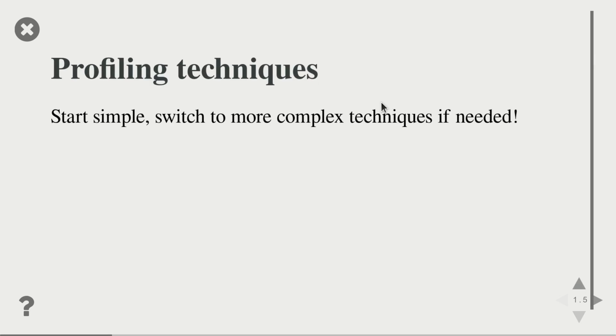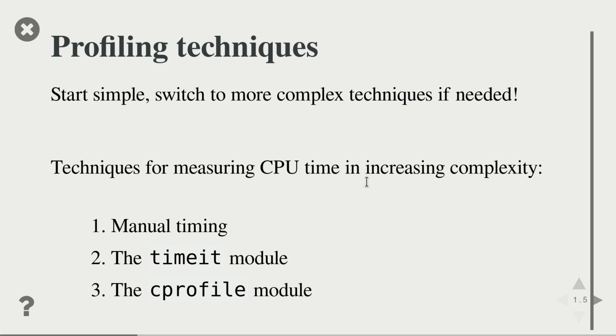Generally speaking, if your task is to identify slow parts of the code, the simple techniques are often the most effective ones. So if you can, start really simple and then switch to more complex techniques if needed. Specifically, if you're interested in CPU time, the simplest technique is manual timing. I'll show you in a second how to do that. Then, if you want to be a bit more advanced, you can use the timeit module, which I'll also show you. And finally, I'll show you the cProfile module.